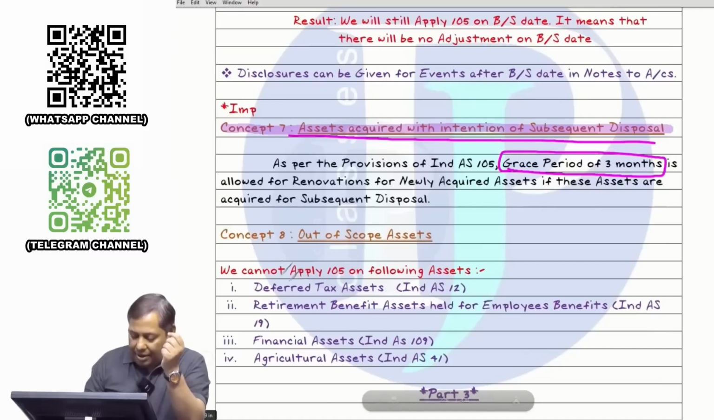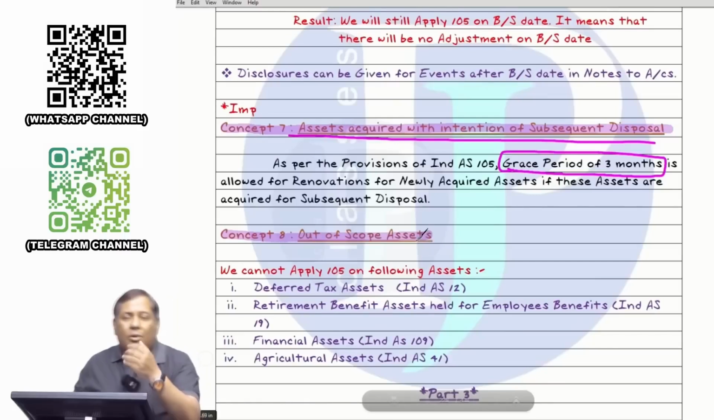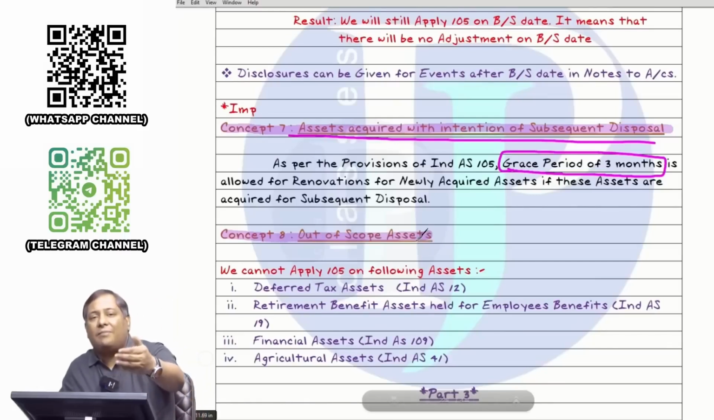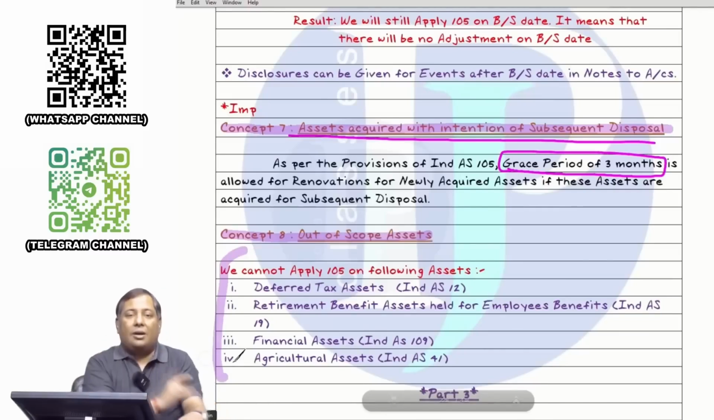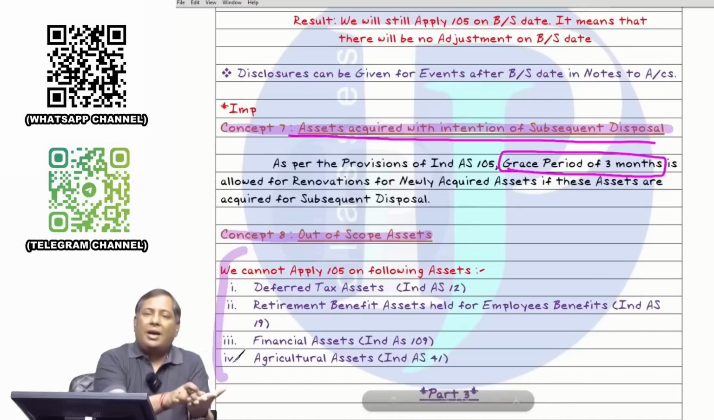Then I taught you concept number 8, out of scope. What does out of scope mean? There is a list of assets which are not included in 105. Students, you all have to remember this. Did you understand my point? What is scope? What is out of scope? What is the definition? You have to learn all of this, okay students?